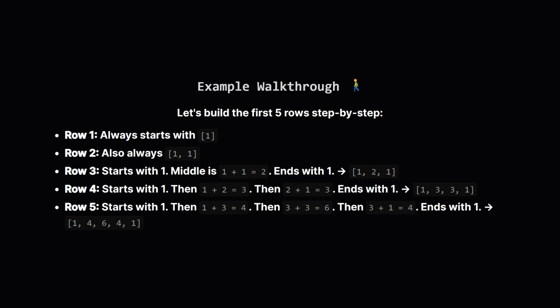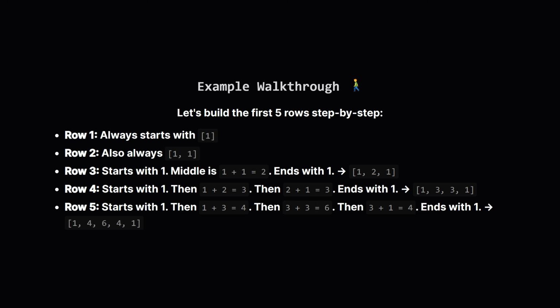The best way to understand this is to just build it. Row 1 is always just a 1. Row 2 is always 1, 1. Now it gets interesting. For row 3, the outer numbers are always 1. To get the middle number, we look at the row above it, and we add 1 plus 1, which gives us 2. So we get 1, 2, 1.